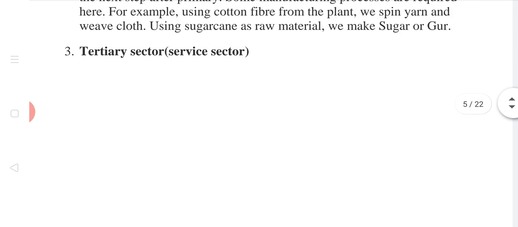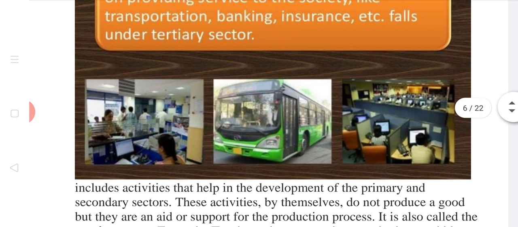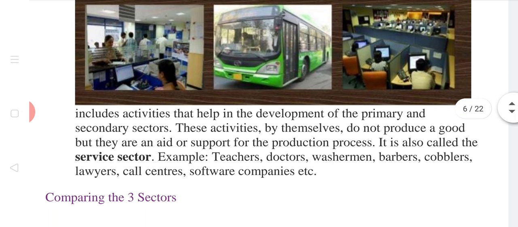Then the tertiary sector, or we call it the service sector. The economic activities that are mostly based on providing services to society, like transportation, banking, insurance, etc., fall under the tertiary sector. Here you will see the first one looks like a bank, then a bus shows transportation, and one is, suppose, a call center. All of these include activities that help in the development of the primary and secondary sectors. These activities by themselves don't produce a good, but they are an aid or support for the production process. It is also called the service sector.